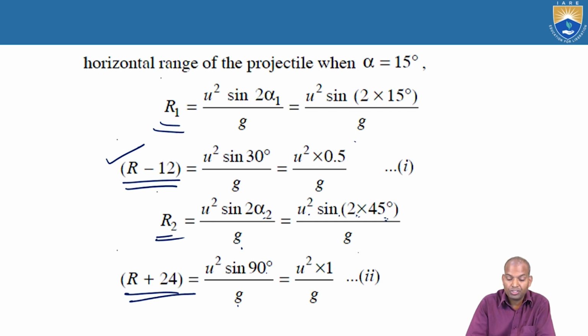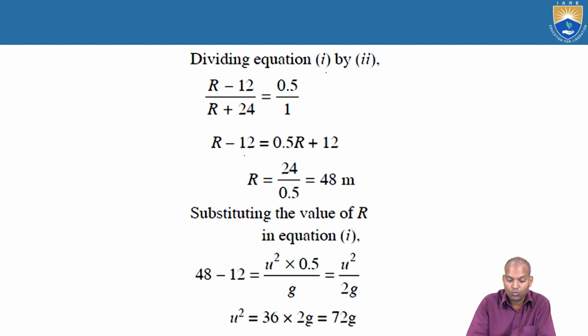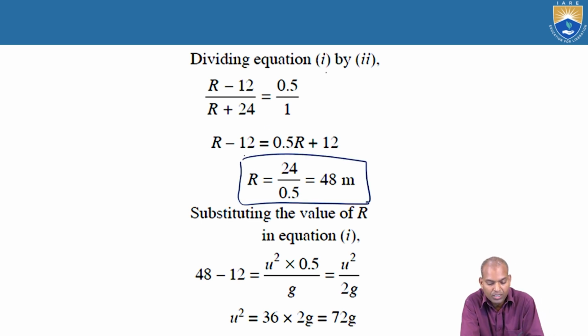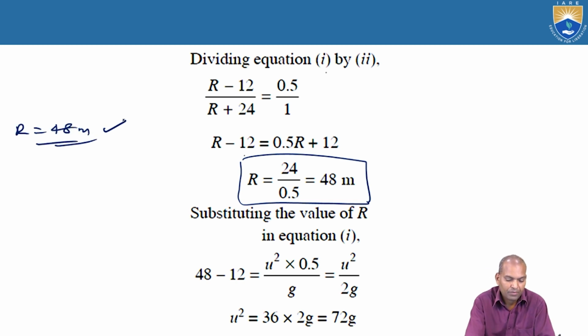Now we want to reach that target; what is alpha? You have to divide equation 1 by equation 2: R minus 12 by R plus 24 is 0.5 by 1. Then find out R: the range is 48 meters. Substitute R equal to 48 meters, which we got.